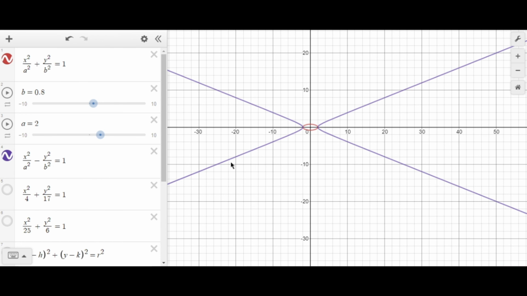So I suppose that now gives you an insight into looking at the graphs of a hyperbola and an ellipse through their equations. That's all for this video.